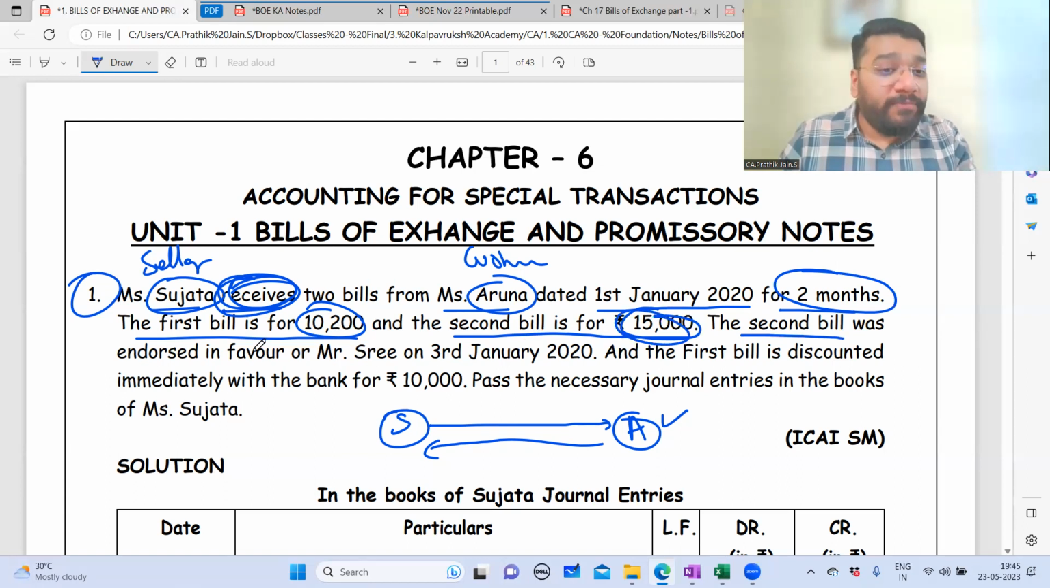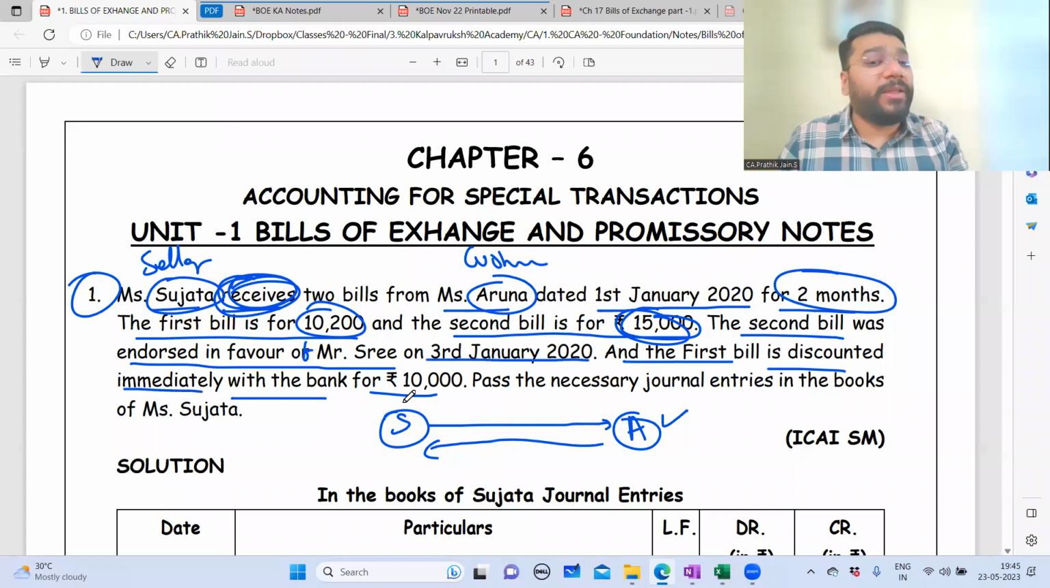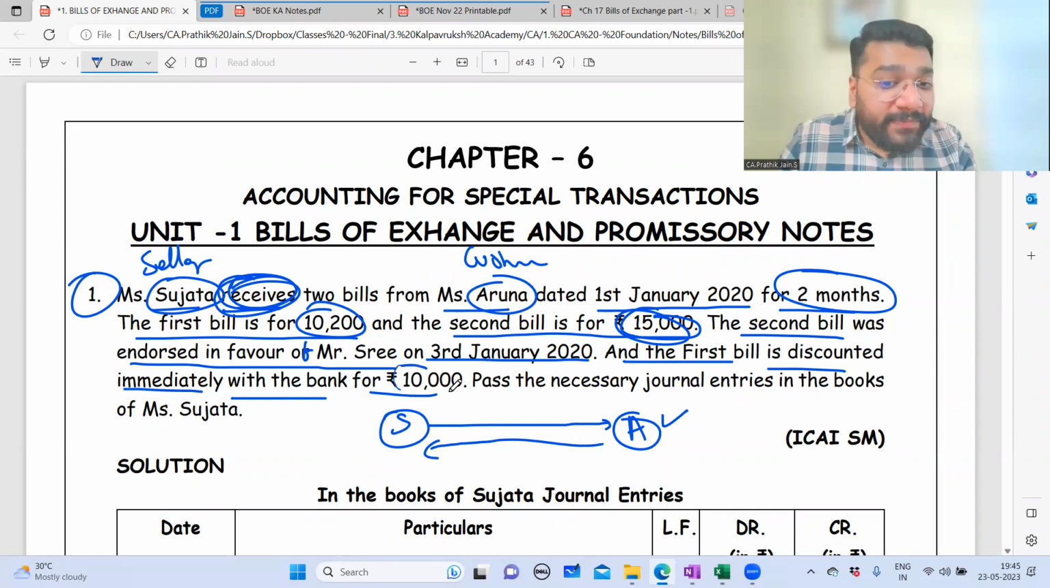The 15,000 worth of bill is endorsed in the favor of Mr. Shri on 3rd Jan 2020. And the first bill is discounted immediately with the bank for 10,000 rupees. What is the first bill value? 10,200. What is the amount that is received? 10,000. So 200 rupees difference is what? Discounting charge. Pass necessary journal entries in books of Mrs. Sujata.